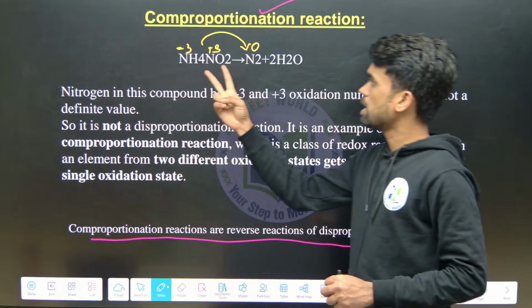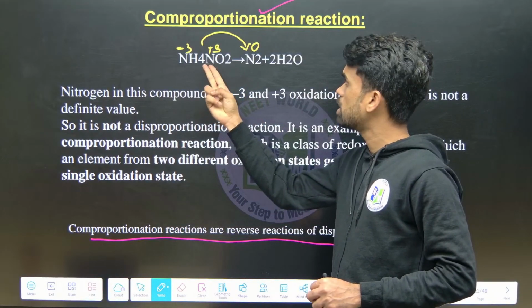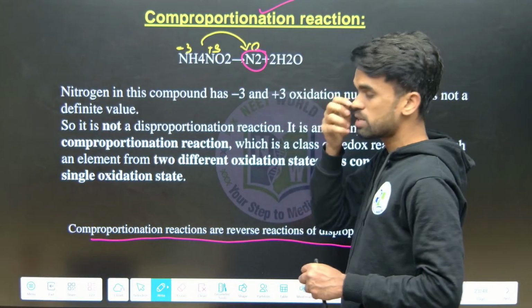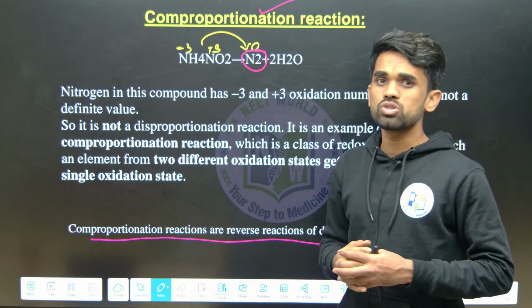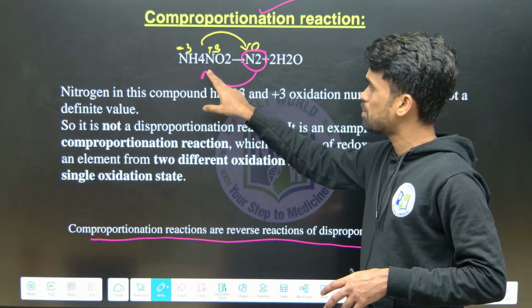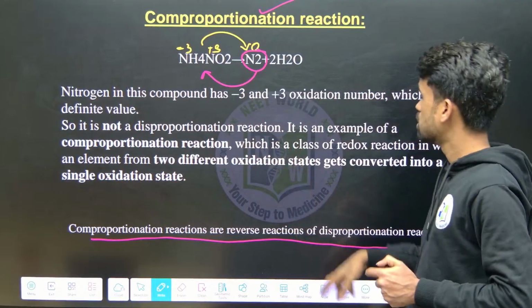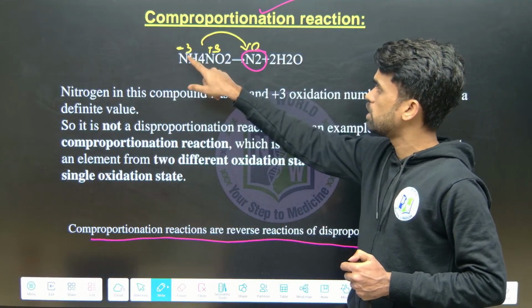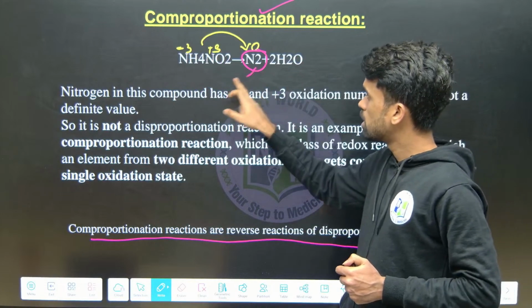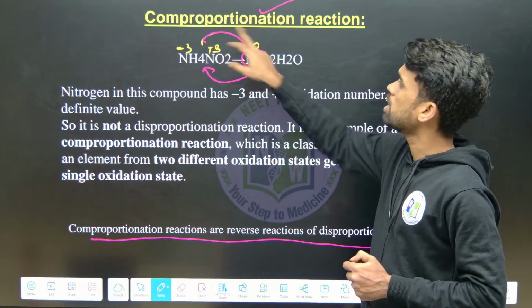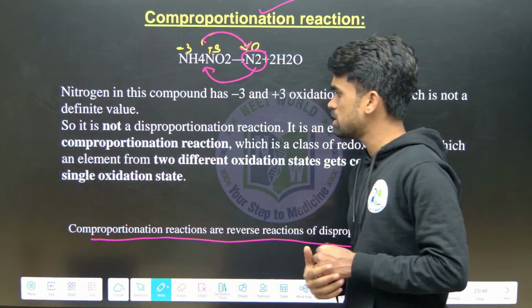Okay, so an element with two different oxidation states forming a single oxidation state product, then that particular reaction is considered a comproportionation reaction. Okay, so the reverse of this process is what? Disproportionation. Okay, remember this, because in reverse, 0 is converting into -3, reduced form, and oxidized form. That's why the reverse is called disproportionation and this forward is called comproportionation. Okay, remember these two things.